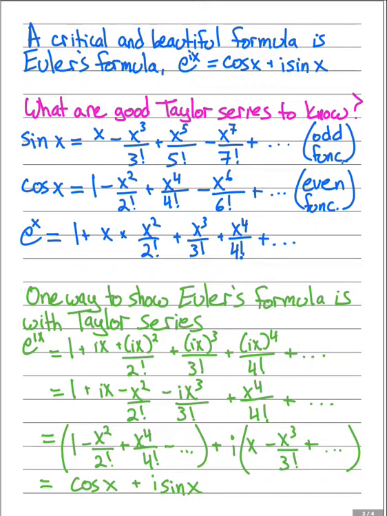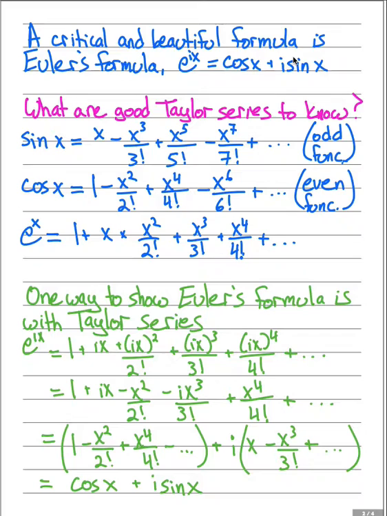So one last thing to know about complex numbers is that there's a really cool and important and beautiful formula called Euler's formula that says e to the ix, so you kind of have something involving this crazy number i in the exponent, is equal to cosine of x plus i times the sine of x. So it relates an exponential to trigonometric functions, really important, and we're going to see that this is true with Taylor series.